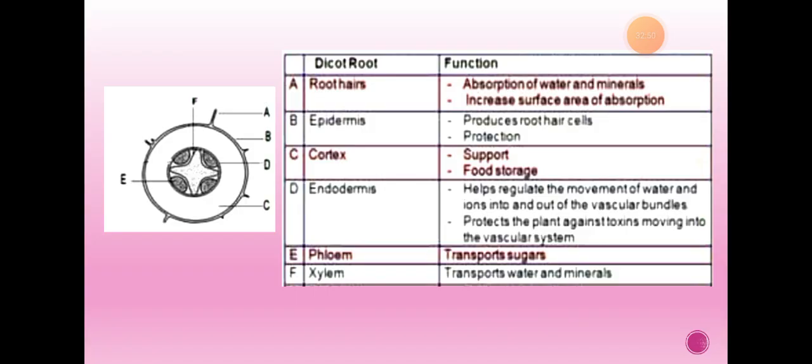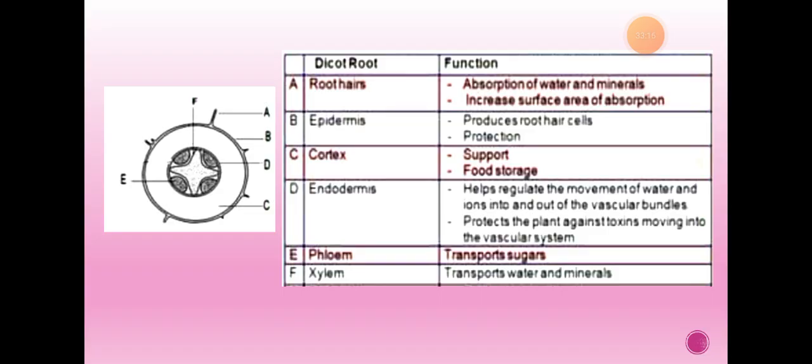So these are the two main functions of root hairs. In the figure where A is pointed, you can see the root hairs. Now after that we have the epidermis. You can see the epidermis. The B1 image shows the epidermis. Again, it's the outermost covering. The function of the epidermis is that it has to produce root hair cells.